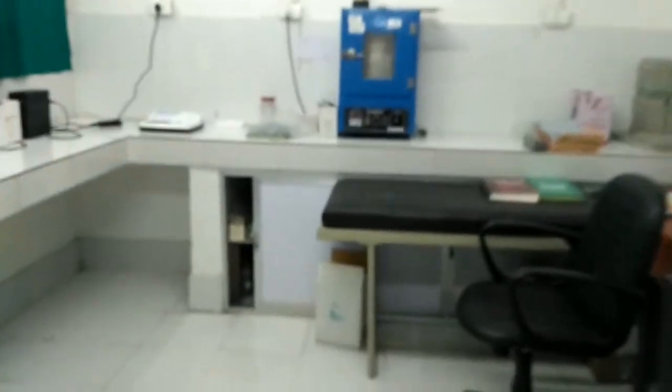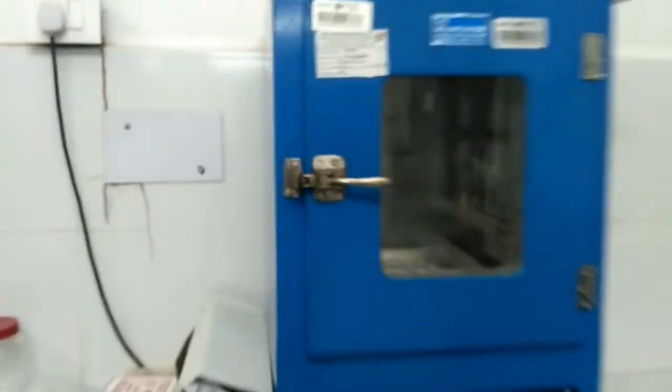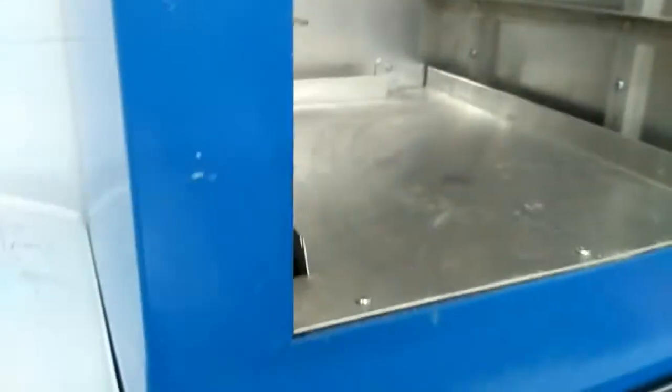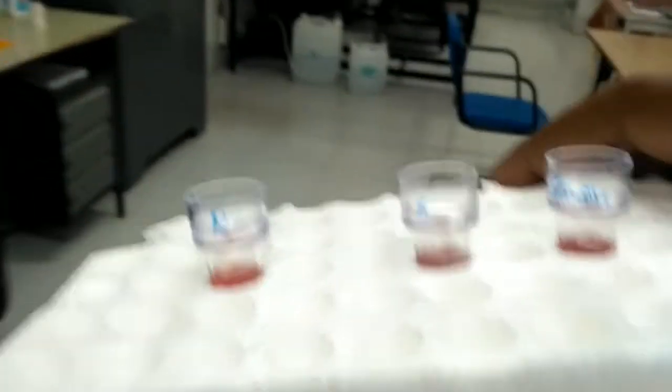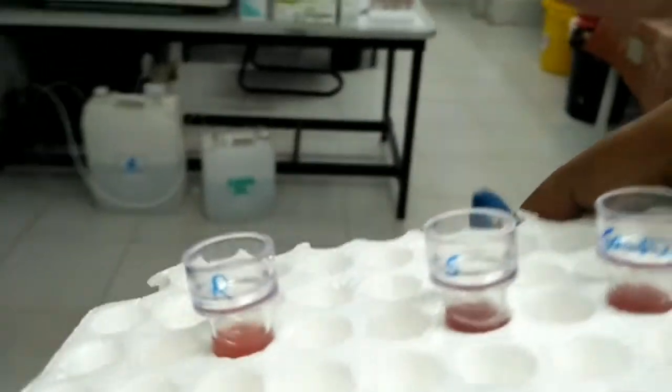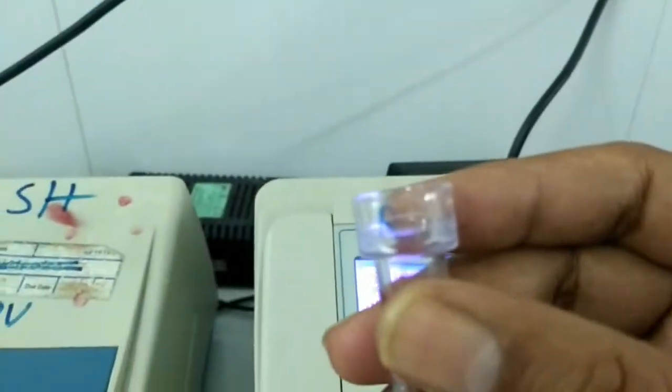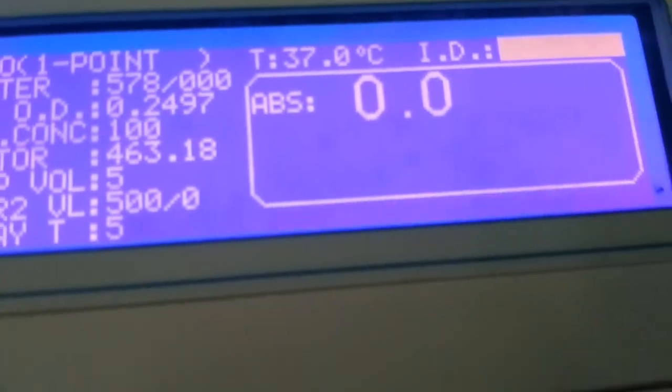Now the 5 minutes is complete, and we have to remove the test tube from the incubator. Incubation is complete, and it's time for measurement. At first we are going to calibrate the programming. This is the reagent, and the machine wants to aspirate reagent, so we are aspirating reagent now.